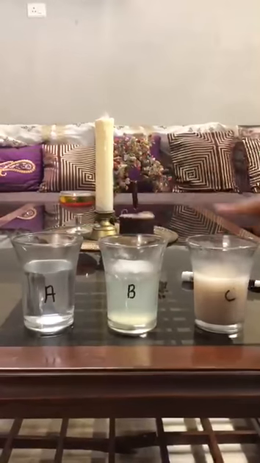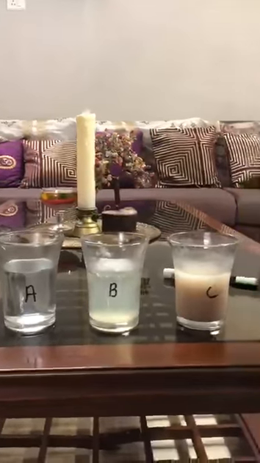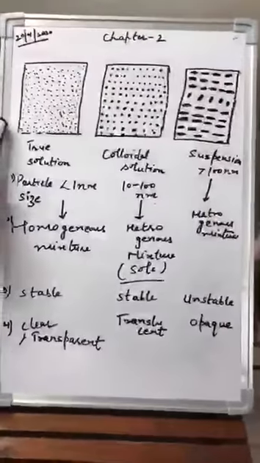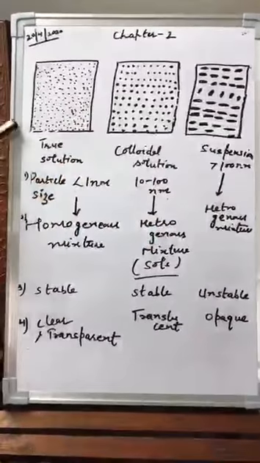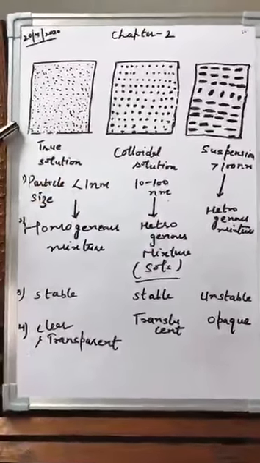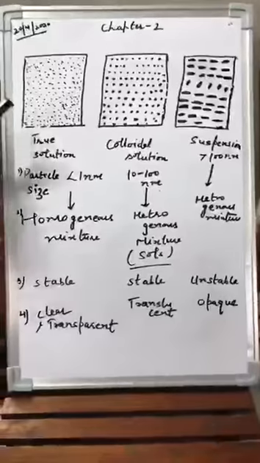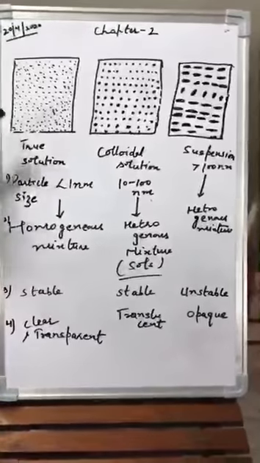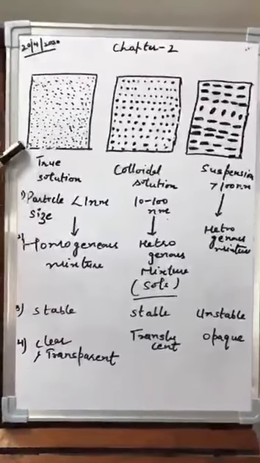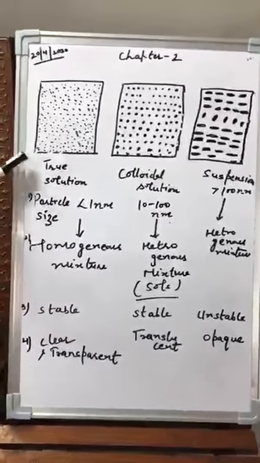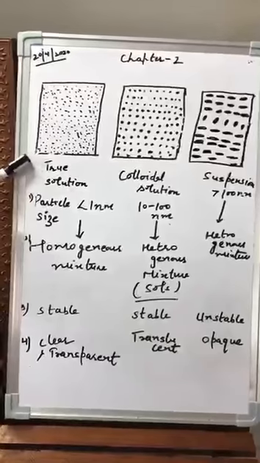Now I'll explain this by the diagram. True solution, colloidal solution and suspension. Why is the true solution called the true solution? Because the particle size is very small. You are not able to see the particles with the naked eye. The particle size is even smaller than 1 nanometer.